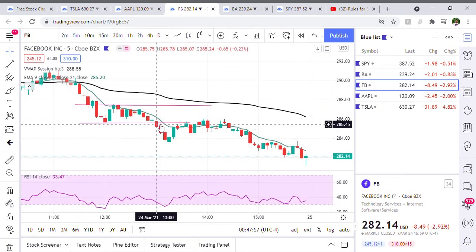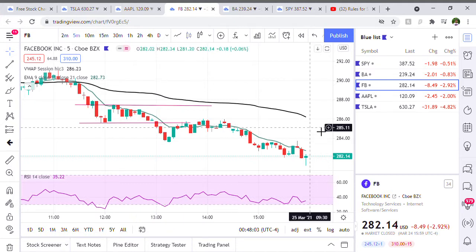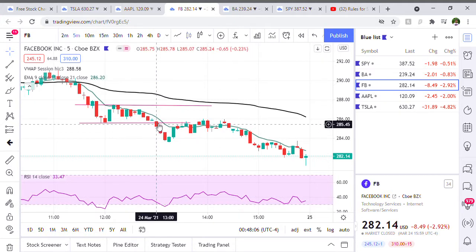So here at 1 p.m. I get my entry. What is my entry? You can see at the side over here. Okay, what my entry is, yeah, 285.45 is my entry with puts on Facebook. Okay, I am looking for a 10-minute trade from here.